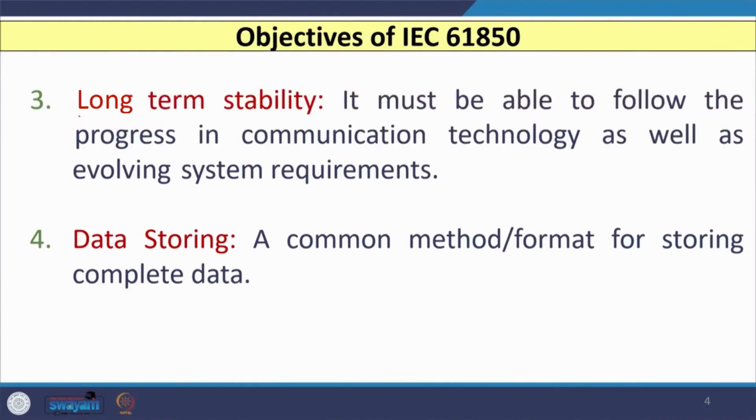The third important objective of IEC 61850 is long term stability. It must be able to follow whatever new progress comes in communication technology, as well as evolving system requirements. If any new communication technology comes, IEC 61850 is capable of incorporating it. That is why the term long term stability plays an important role.